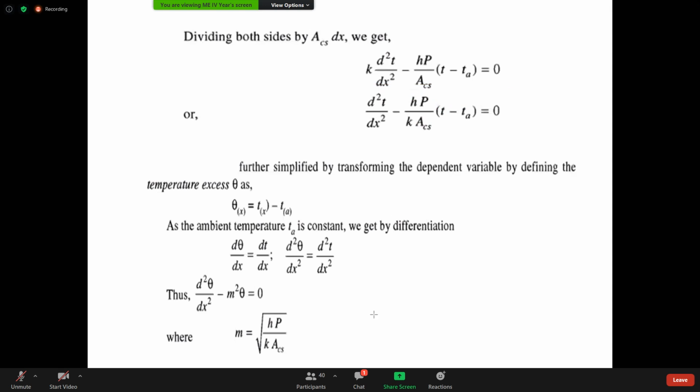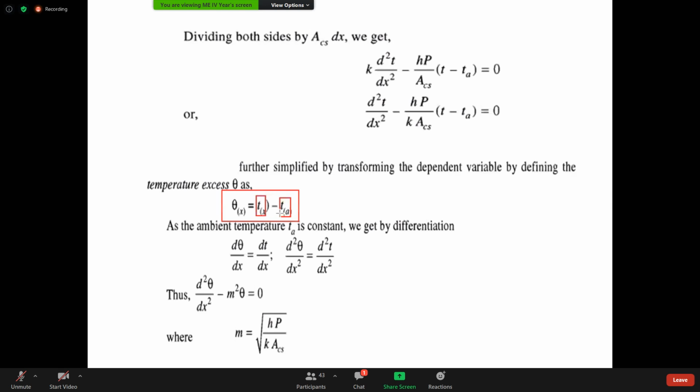After simplifying this, what will you get? See here, we can say theta x is equal to T x minus T infinity. That means the temperature excess. Theta indicates here the temperature excess, right? The temperature excess is nothing but the difference of the temperatures. That is T at a particular distance x minus T infinity, right?